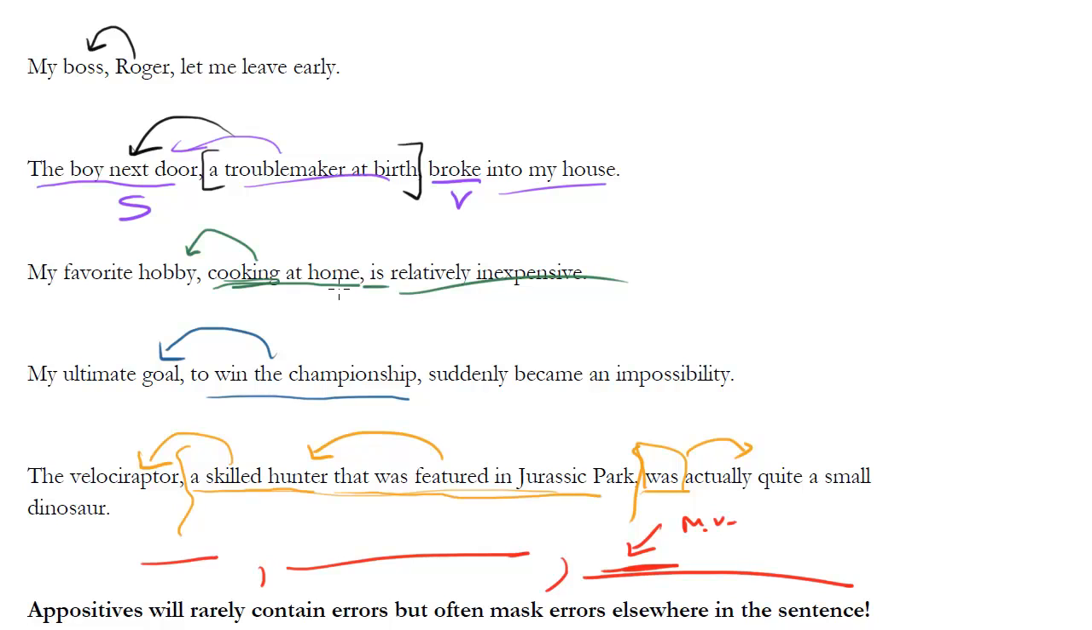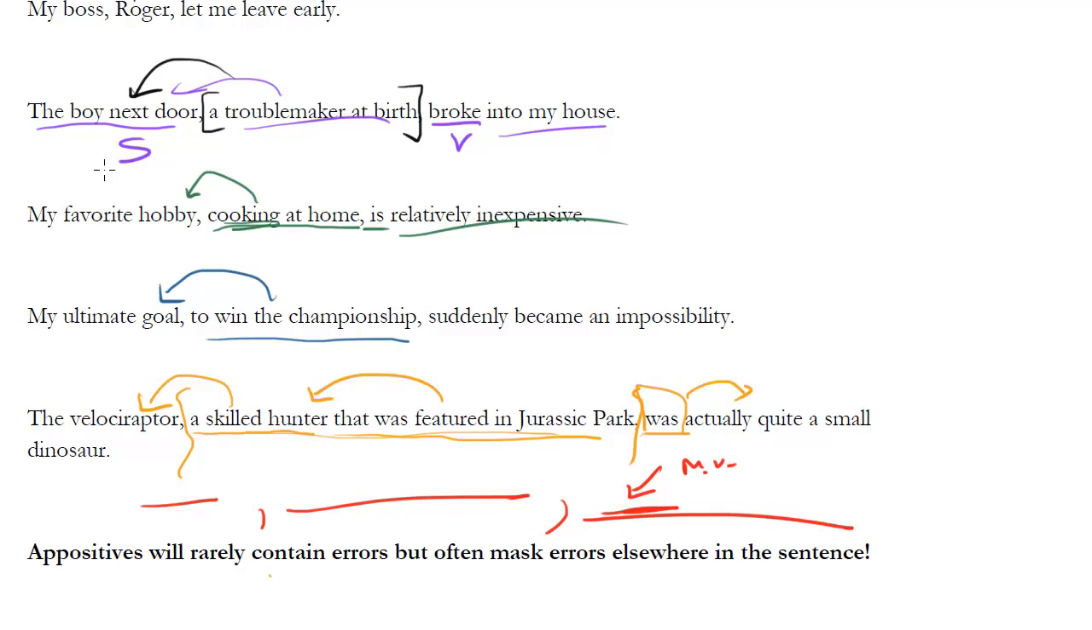Things in commas, whether they're non-restrictive or non-essential relative clauses, or whether they're modifiers of some kind, or appositives, whatever they are, they can be temporarily ignored for the purposes of analyzing the structure. So keep that in mind to help you avoid falling for these tricks where they use appositives to mask errors elsewhere in the question.